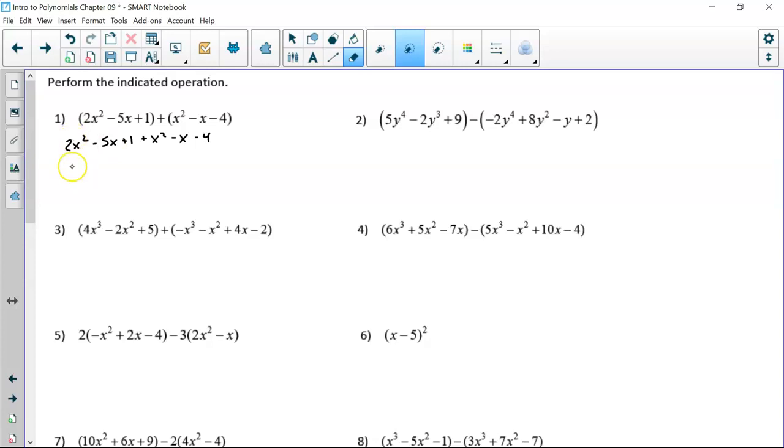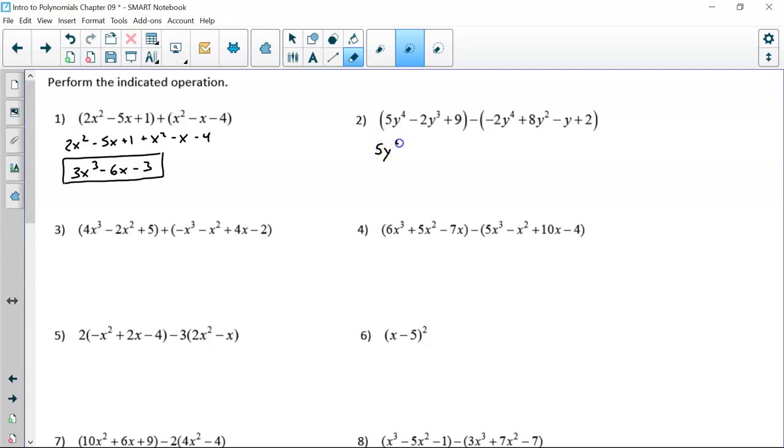So to combine the like terms, 2x squared plus x squared is a positive 3x squared. Negative 5x plus negative x is negative 6x. And 1 plus negative 4 is a negative 3. There is our new polynomial, and it's written in standard form. Problem number 2.